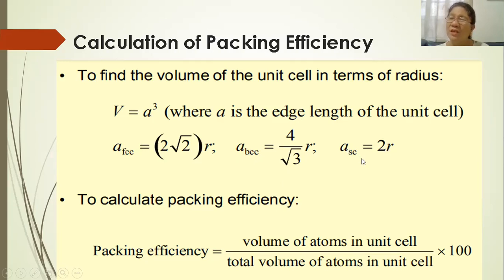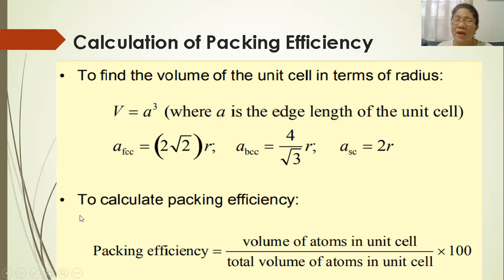And the simple cubic, you will have an edge equal to 2r. So this is it. If we are going to solve now with our edge, the edge length, just put that into the volume formula here, and you will get the volume of your structure.